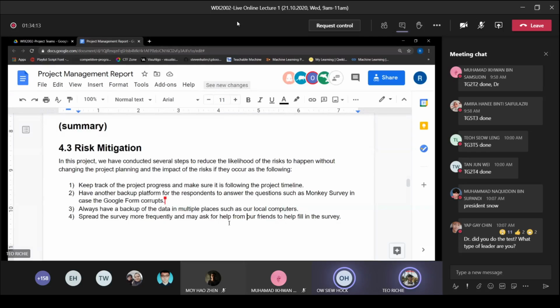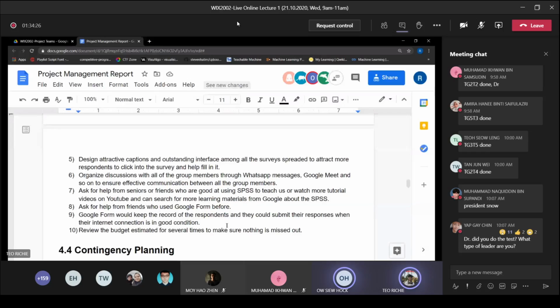Next, always have a backup of the data in multiple places. Spread the survey more frequently and ask for help from our friends. For this, it will be mostly through WhatsApp and WeChat captions. Design attractive captions and an outstanding interface among all the surveys spread, to attract more respondents to go straight into the survey and help fill it in. Organize discussion with all of the group members through WhatsApp. Ask for help from seniors. Ask for help from friends. Use Google Form before. Google Form would keep the record of respondents' submissions as long as their internet connection is in good condition.